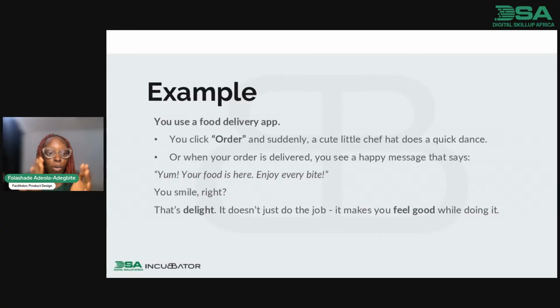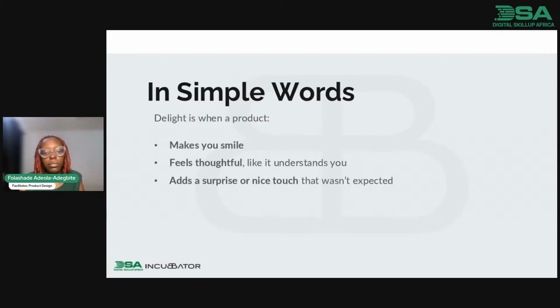Like imagine you use Duolingo, learning French or another language. There's a way they put in stuff that encourages you to get better, or to want to go more into the app, with encouraging words that are delightful to your heart, right? So in simple words, delight is when a product makes you smile, feels thoughtful, like it understands you, and adds a surprise or nice touch that wasn't expected.